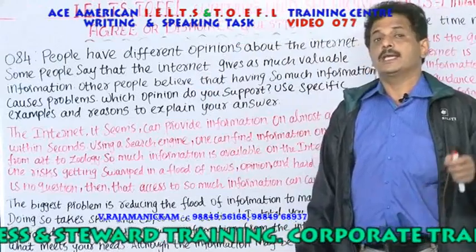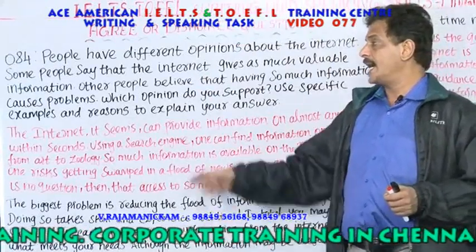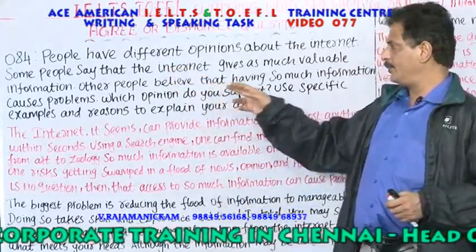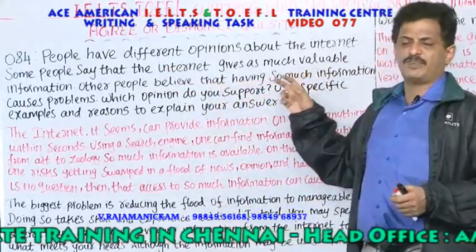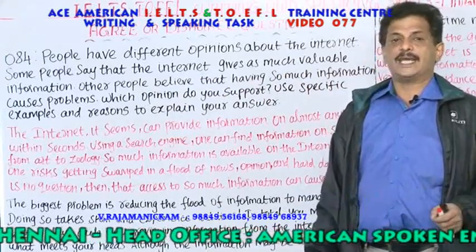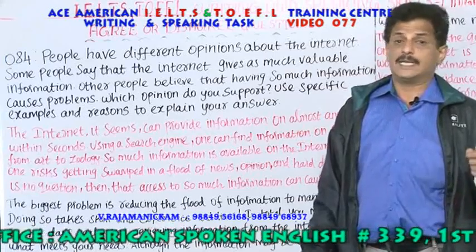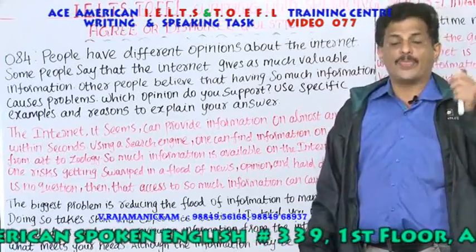So, coming here, what's the topic here? People have different opinions. Opinions means what? Their judgment or their viewpoint. People have different opinions about the internet. You know what you mean by internet? Yes, of course, no need of any explanation about the internet.